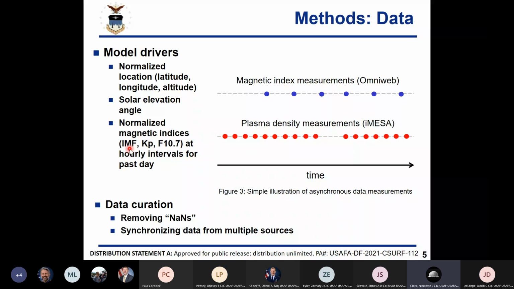So there are 25 inputs for each of those three indices. And then there were 5 inputs from the other things I talked about, the location and solar elevation angle, for a total of 80 inputs per density measurement.